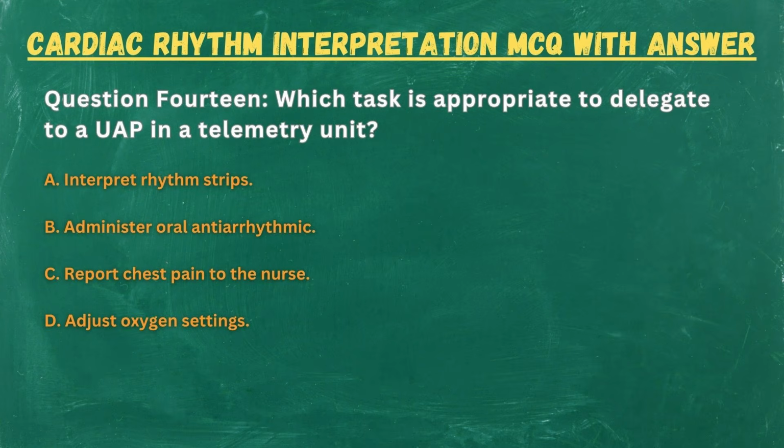Question 14. Which task is appropriate to delegate to a UAP in a telemetry unit? A. Interpret rhythm strips. B. Administer oral antiarrhythmic. C. Report chest pain to the nurse. D. Adjust oxygen settings. Answer: C. Report chest pain to the nurse.